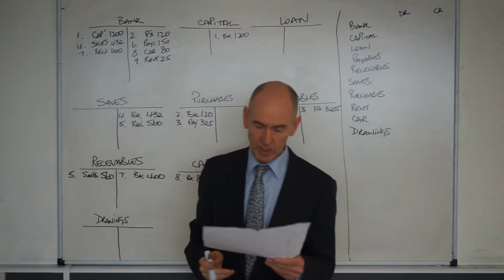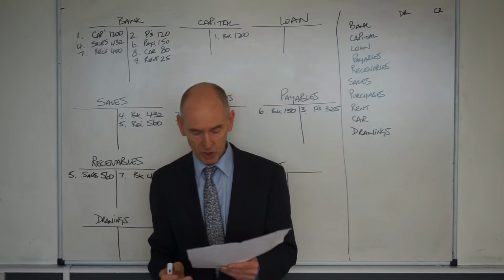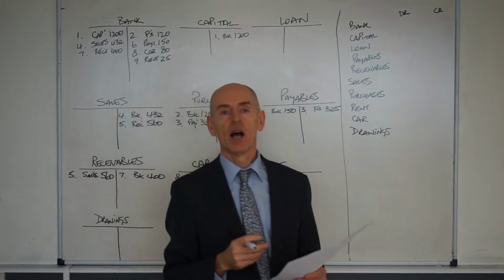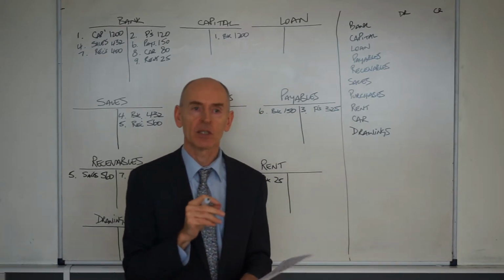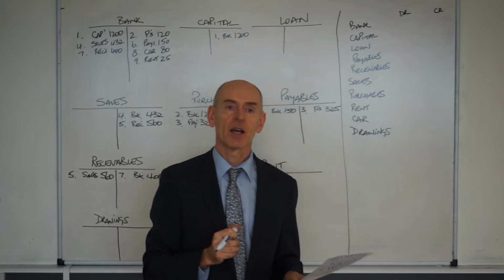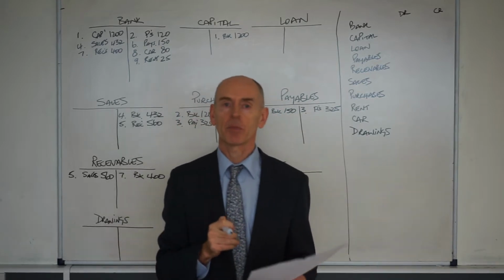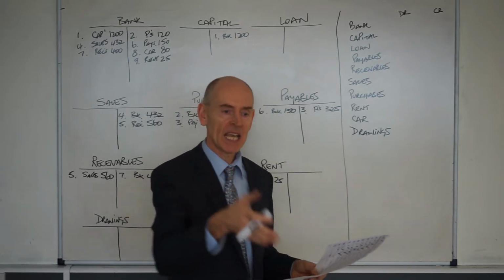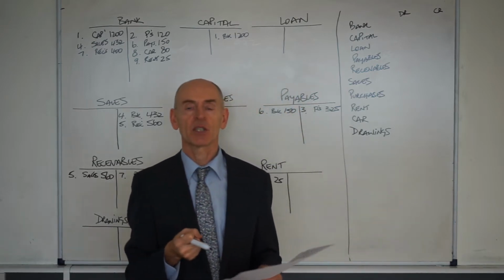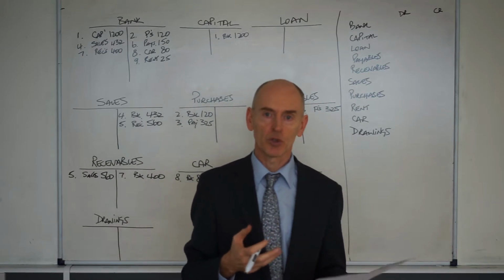Transaction 10, owner takes out £90. We call this drawings. Now drawings are a slight oddment in that they're not expenses or assets for that matter. Drawings are regarded as a reduction of capital. When the owner puts money into the business, that's capital. When the owner takes money out of the business, that's a reduction of capital, which we call drawings.